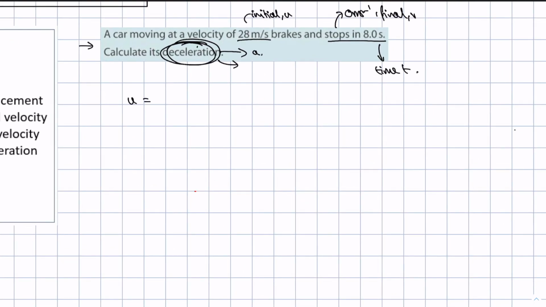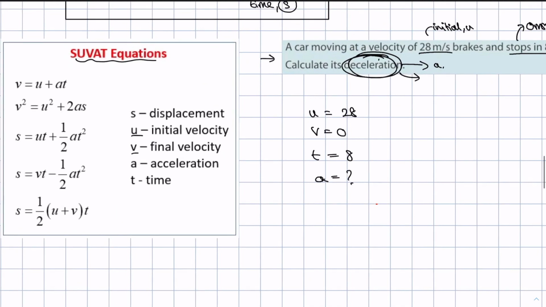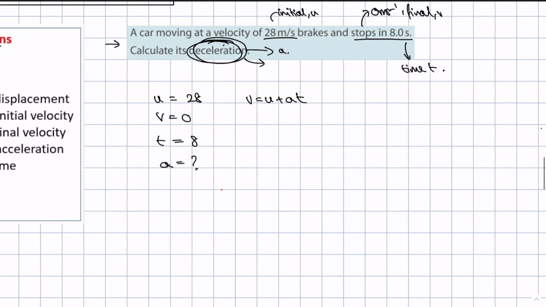Initial velocity U is equal to 28, final velocity V is equal to 0, the time it does that in is 8 seconds, and then we're trying to find acceleration, which we don't know. Now if we go over here, the equation that uses all of those letters is V is equal to U plus AT. So we write out our equation as always, and then we just plug in those numbers where appropriate.